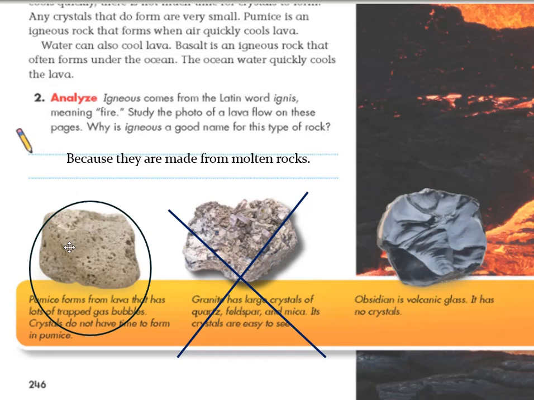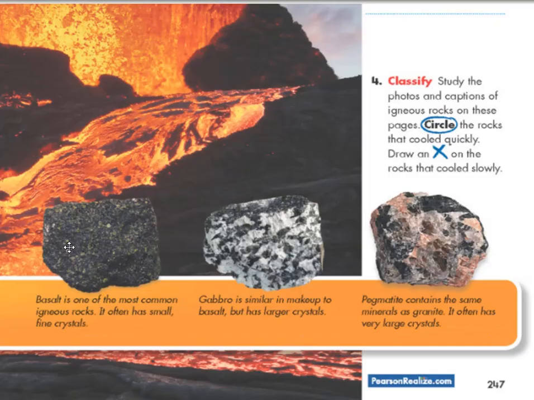Next one, obsidian is a volcanic glass. It has no crystals. So it formed very fast. Amazing. Yes, so we are going to circle it. Next, basalt is one of the most common igneous rocks. It often has small, fine crystals. Very small, fine. Did it cool down fast or slow? Fine, so it is fast. Excellent, because it has no time to make larger crystals.